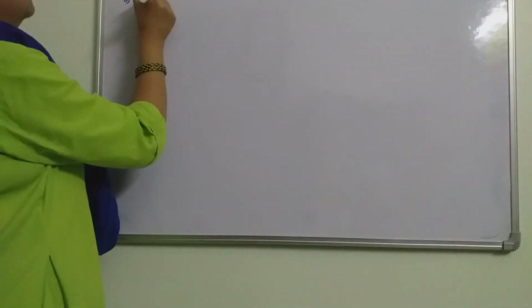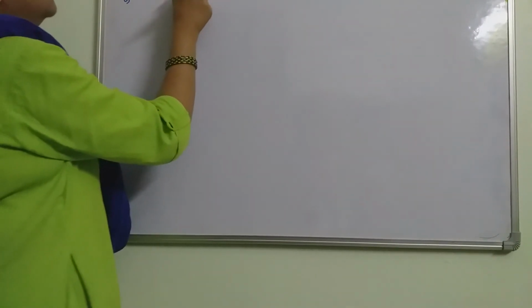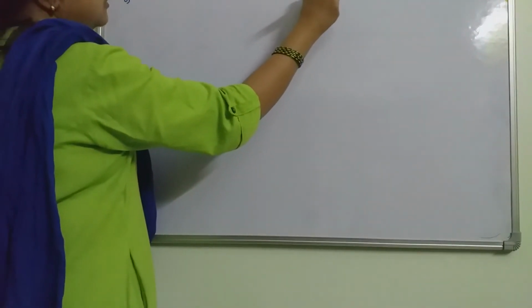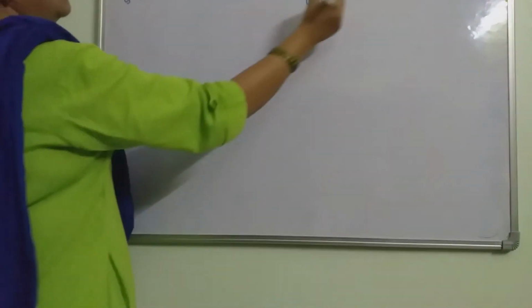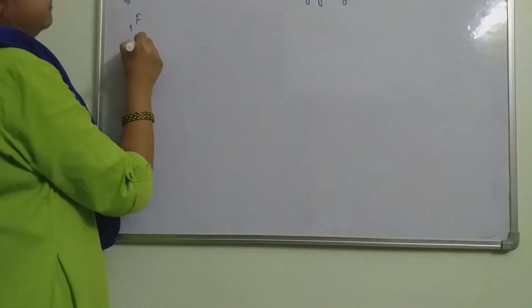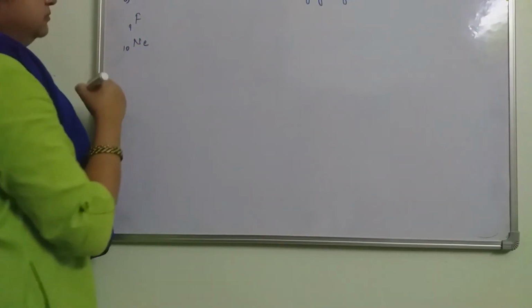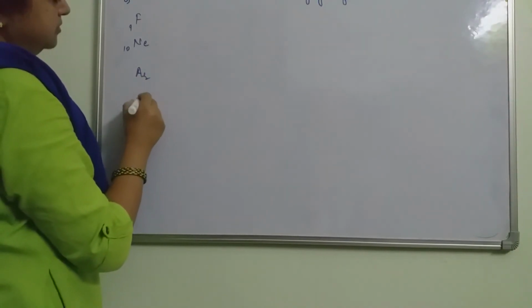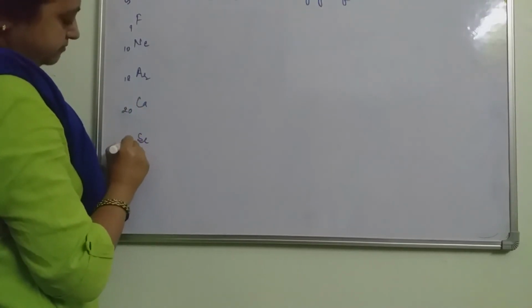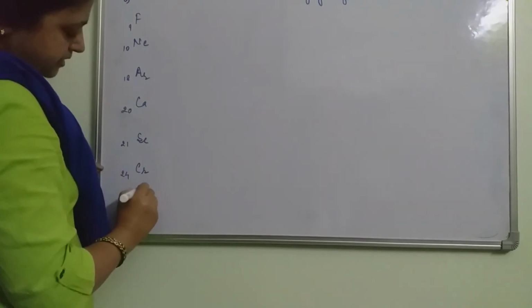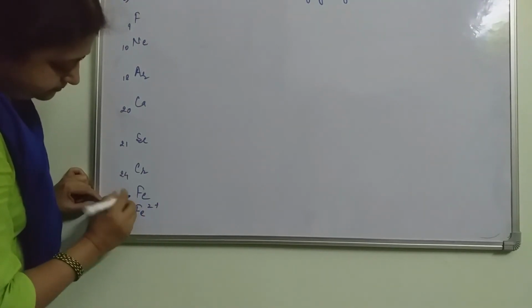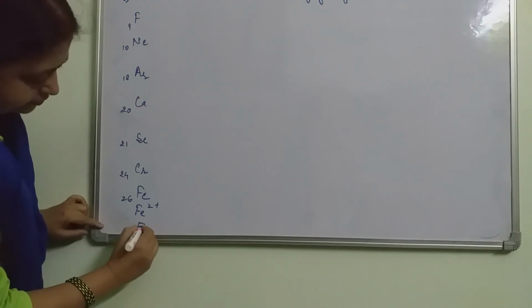From the following, write the electronic configuration of fluorine, neon, argon, calcium, scandium, chromium, iron 2 plus, iron 3 plus.